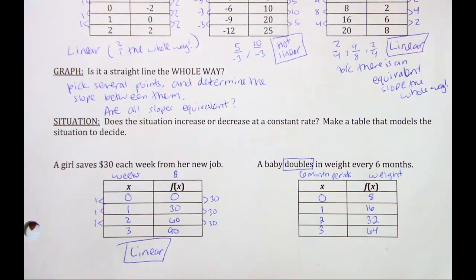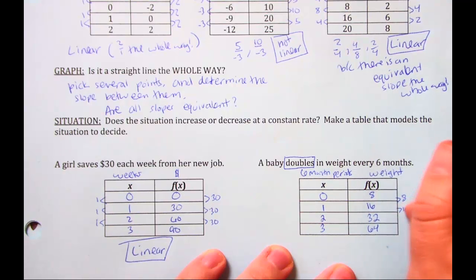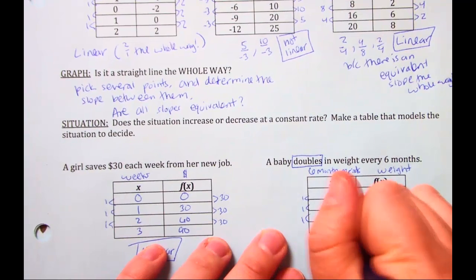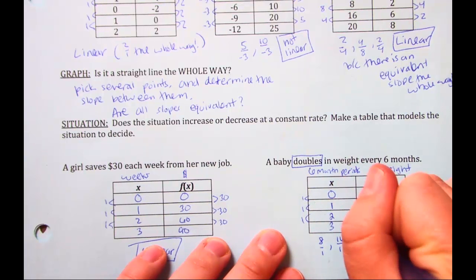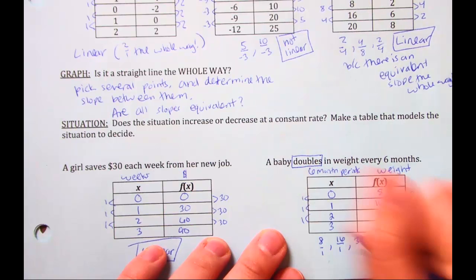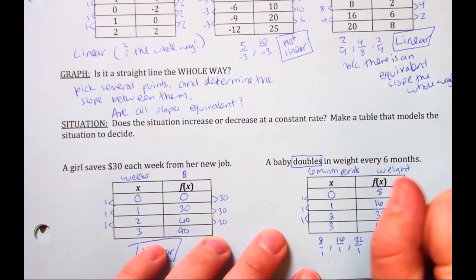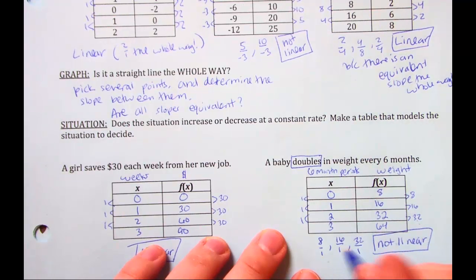Is this a linear function? So here it's going up by 8, up by 16, up by 32. Over there it's going up by 1. So we have 8 over 1, we have 16 over 1, we have 32 over 1. The slope is always the change in y over the change in x. And so this is not linear because these are not equivalent.